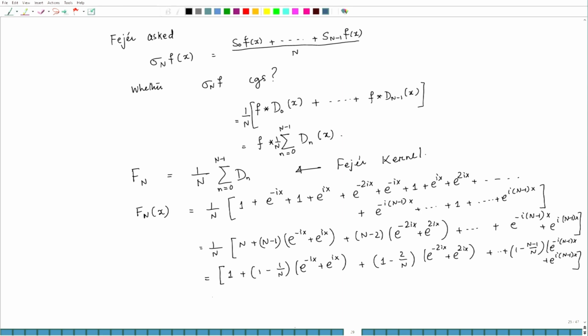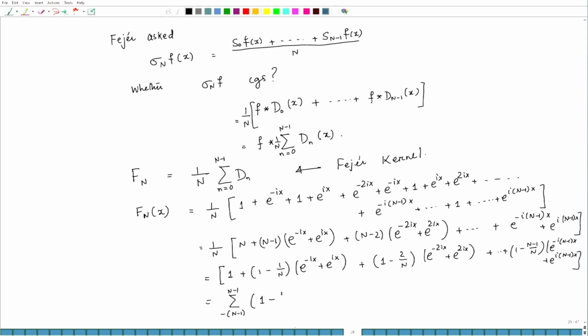Now, if we want to write this in the form of the sum from minus (n minus 1) to n minus 1, then as you can notice, if j is minus 1, then I am here getting 1 minus 1 by n, and if j is plus 1, then I am getting 1 minus 1 by n.